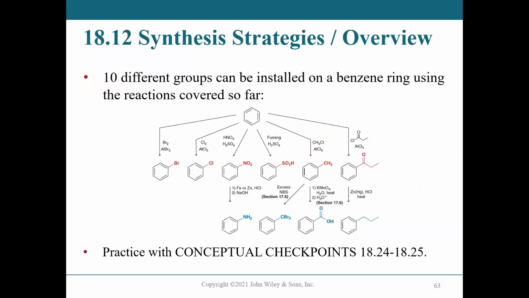So 10 different groups can be installed on a benzene ring using the reactions covered so far. There's your 10 different groups.